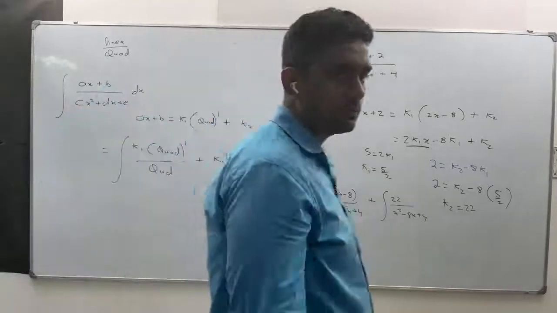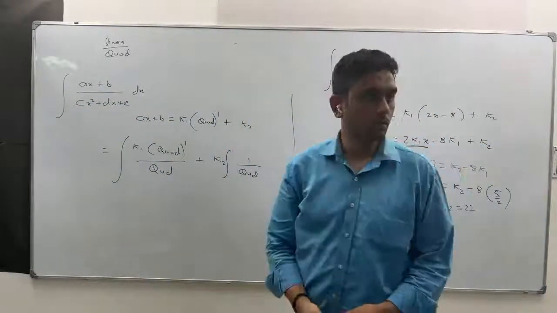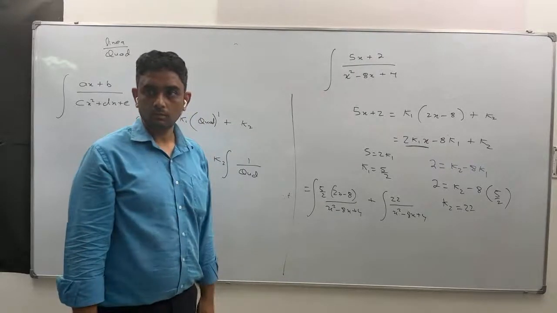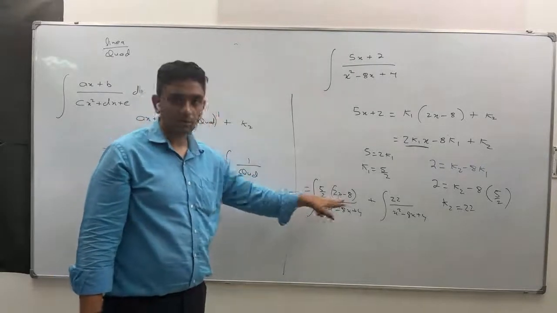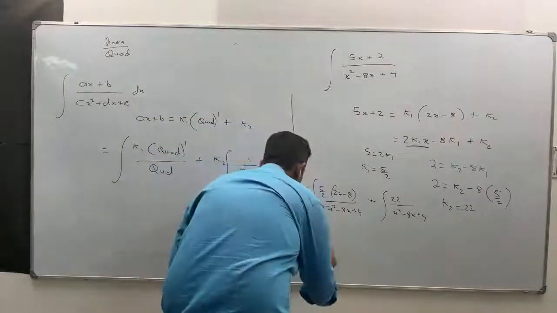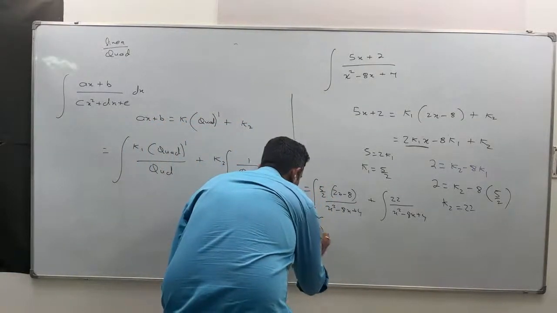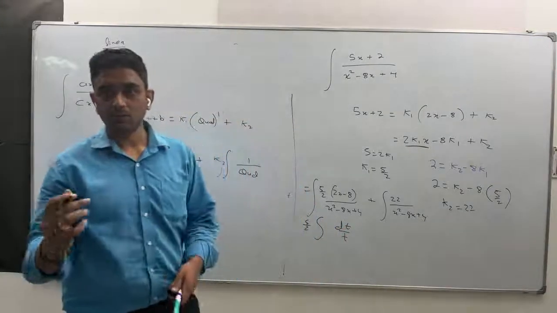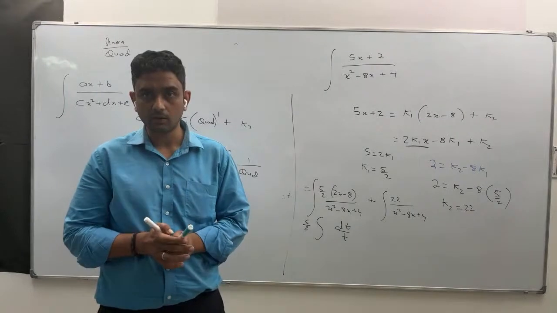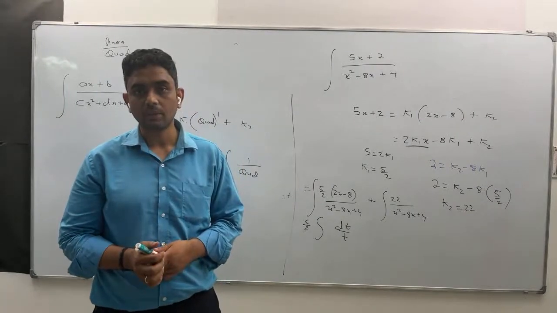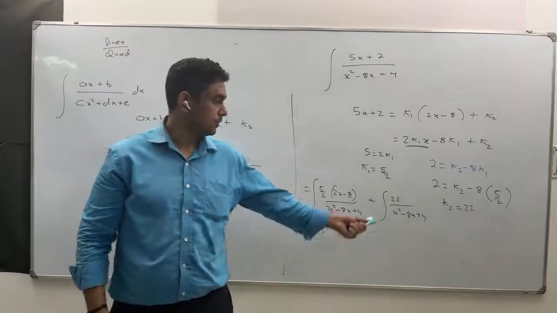All right, I will put t equal to x square minus 8x plus 4. That's it. This is t dt. So we'll get 5 by 2 dt by t. So we can write it as integral of 5 by 2 dt by t. The denominator is t, the numerator will be dt. That's how we have defined it. We get 5 by 2 ln mod x square minus 8x plus 4. What about the second part?